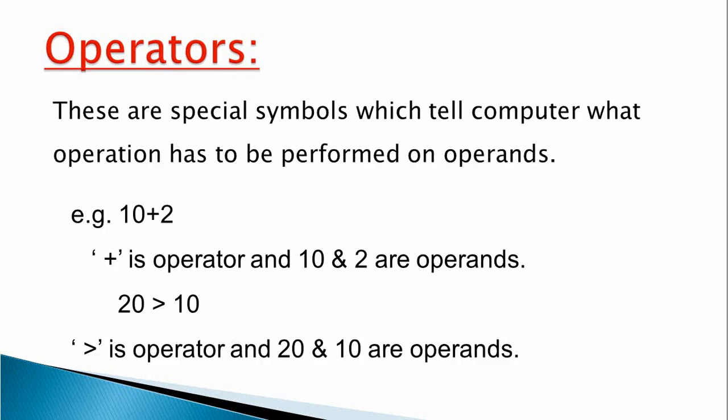Now, as we have learned, operators are also one of the tokens. These are special symbols which tell the computer what operation has to be performed on operands. For example, 10 plus 2. Plus is an operator and 10 and 2 are operands. 20 greater than 10. Here greater than is the operator and 20 and 10 are operands.